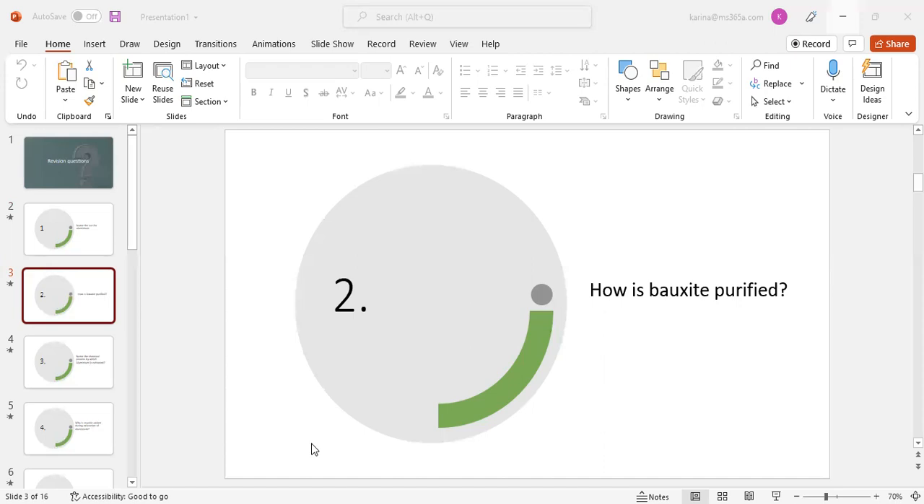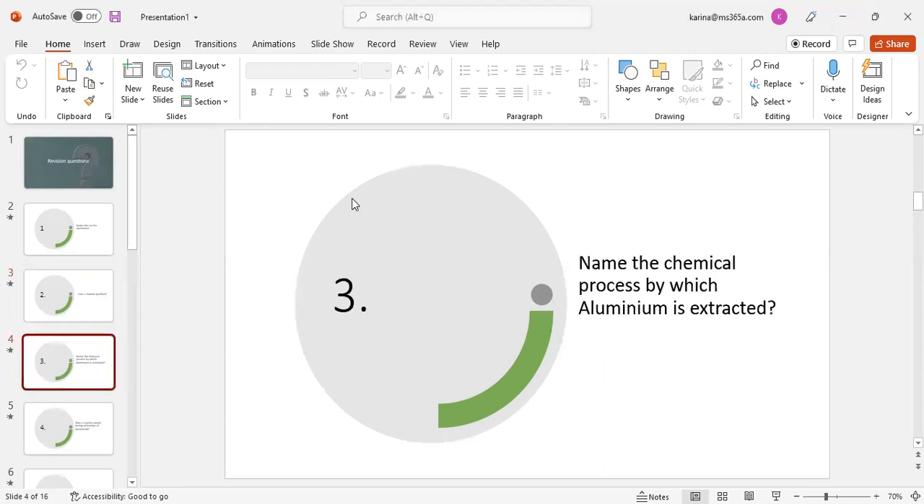Treated with sodium hydroxide solution. Okay, good. So bauxite is purified with sodium hydroxide solution. Then you get pure aluminum oxide, and the aluminum oxide is used to extract the aluminium. Okay, all right. Now, good. Next question. Question number 3. Name the chemical process by which aluminium is extracted.